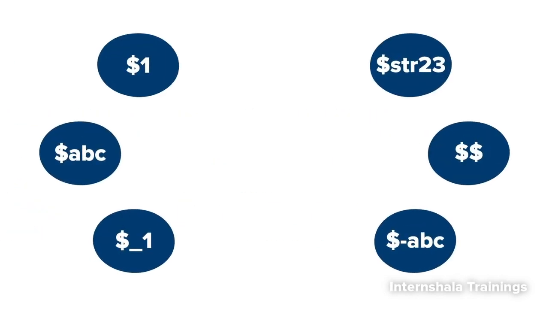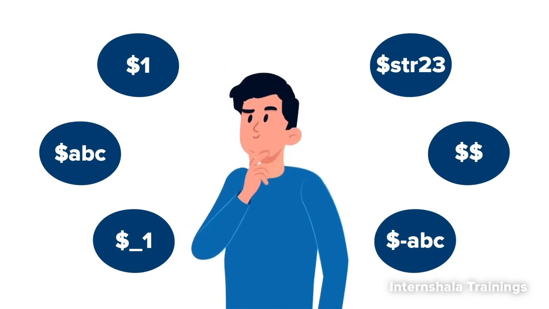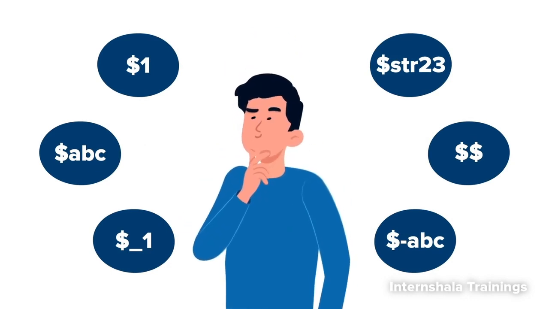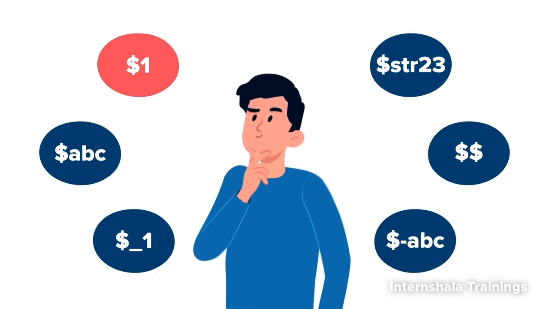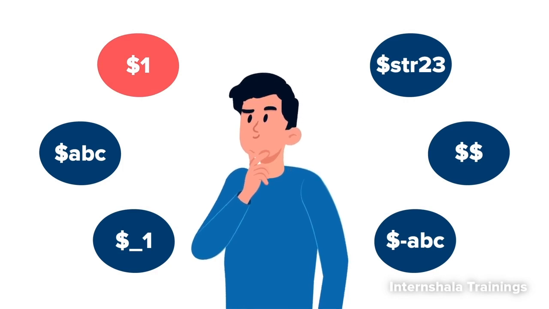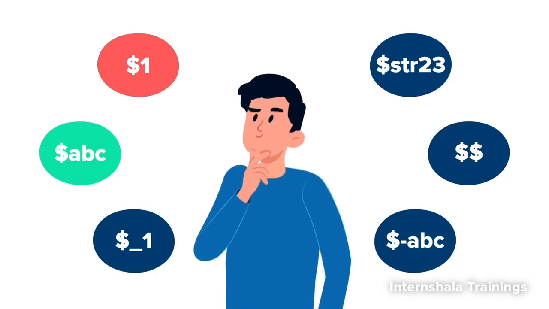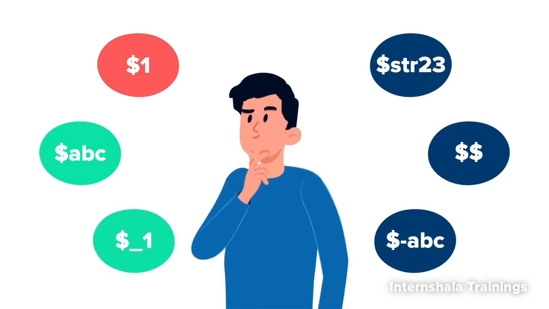Here, we have very few variables. Can you guess which are PHP variables and which are not? Remember, a variable starts with a $ sign. $1 is not a variable as its name starts with a number. $ABC is a variable as it starts with an alphabet. $_1 is again a variable as it starts with an underscore.